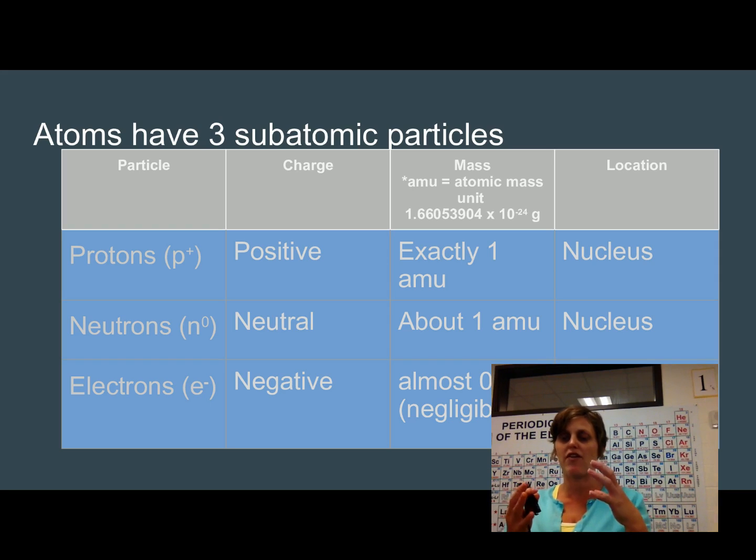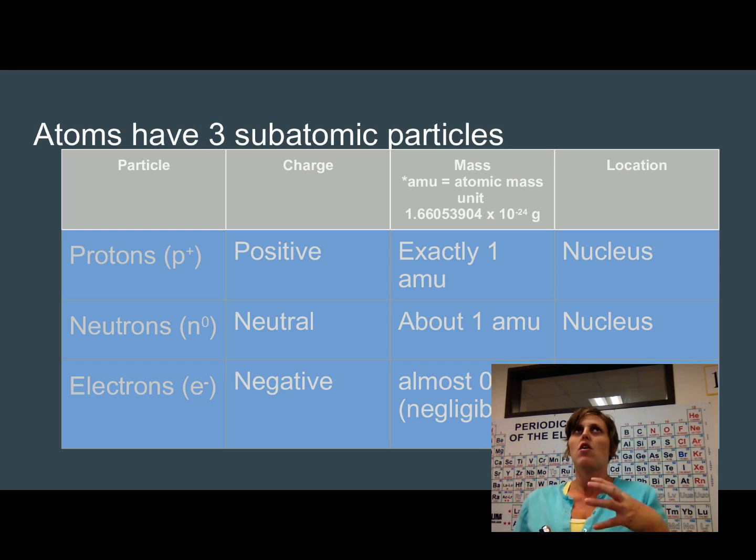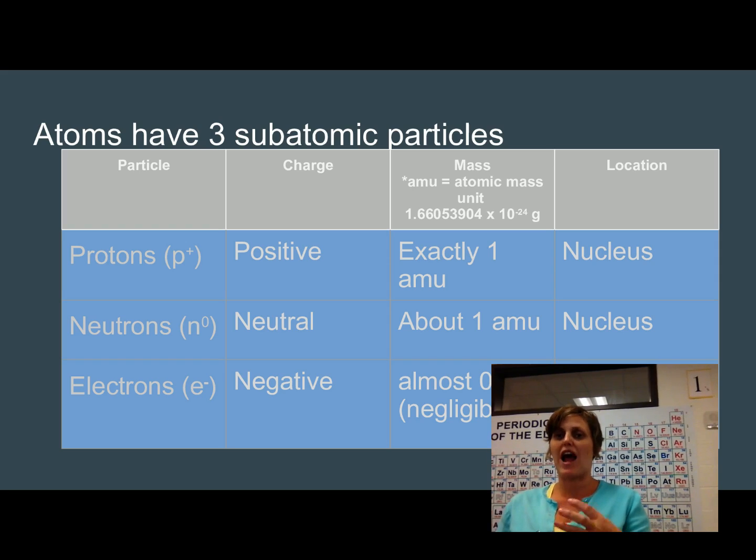That's because the center of the atom is going to be where most of the mass of your atom is located. Neutrons are also in the nucleus. They have a mass of about 1 AMU as well, but they are neutrally charged.